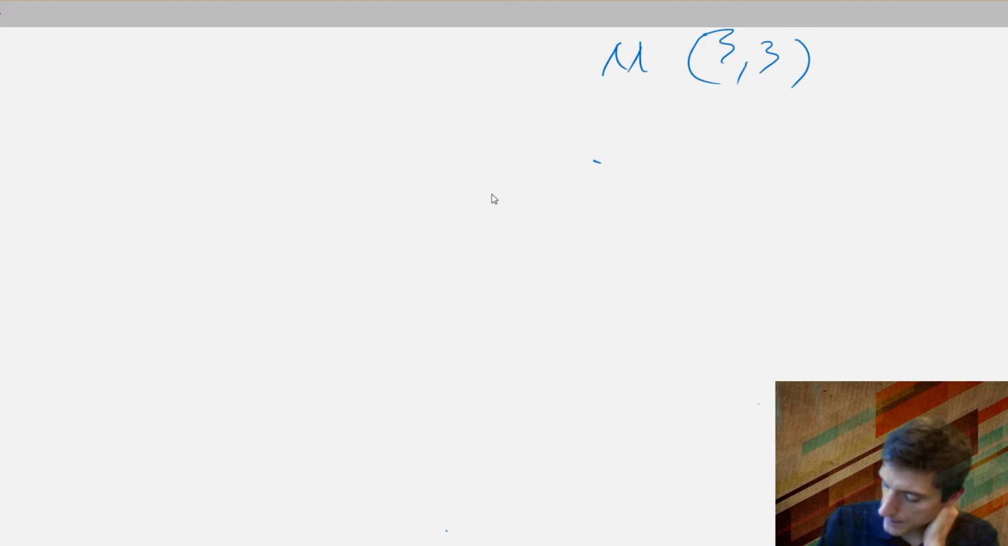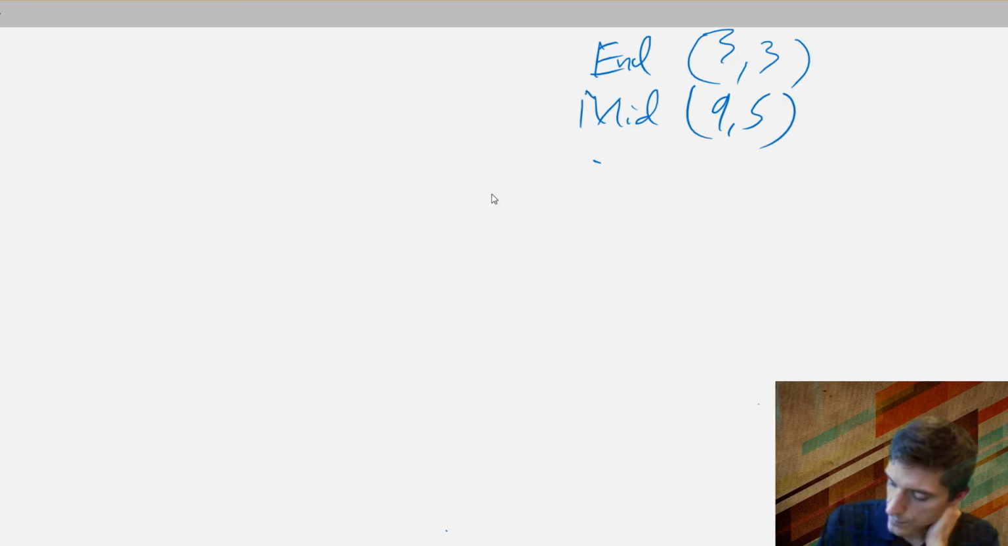And my, sorry, that's my endpoint. And my midpoint is (9, 5). Okay. So this is kind of whichever way, oh darn, that M is ugly. Whichever way works better for you when you're thinking about this. I'll give you two different ways of thinking about it.